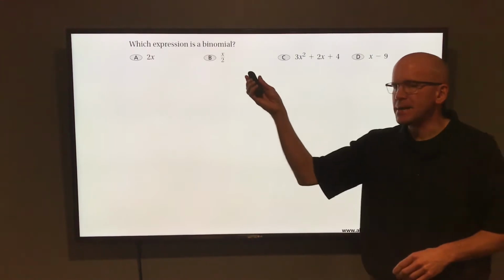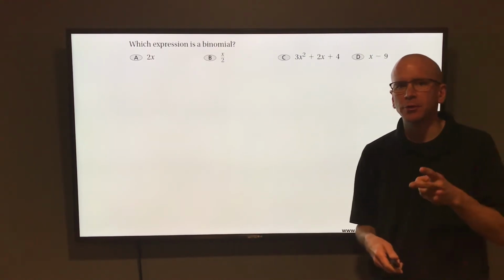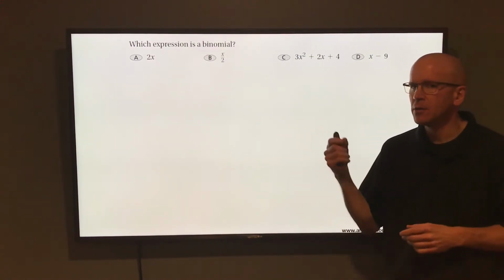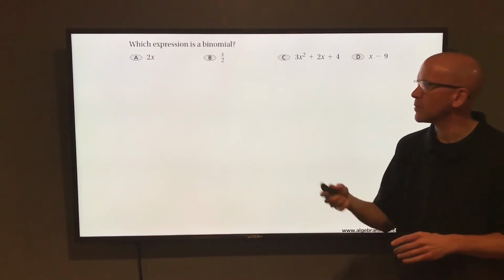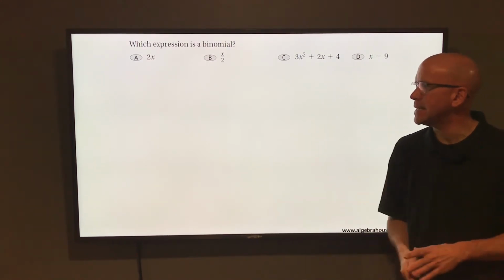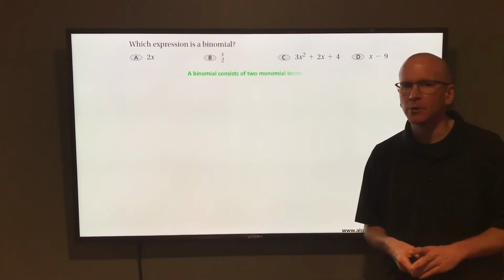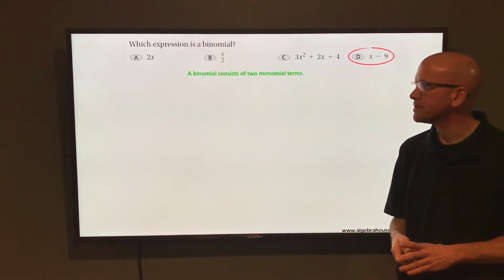Which expression is a binomial? Binomial consists of 2 terms. Just like your bicycle has 2 wheels, you're looking for the one with just 2 terms. The one with just 2 terms is down here on the end, letter D, x minus 9. That is a binomial consisting of 2 terms.